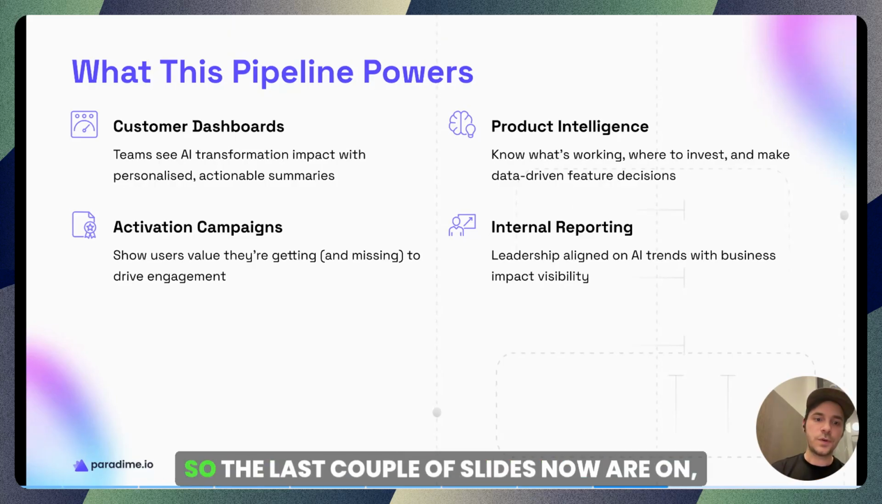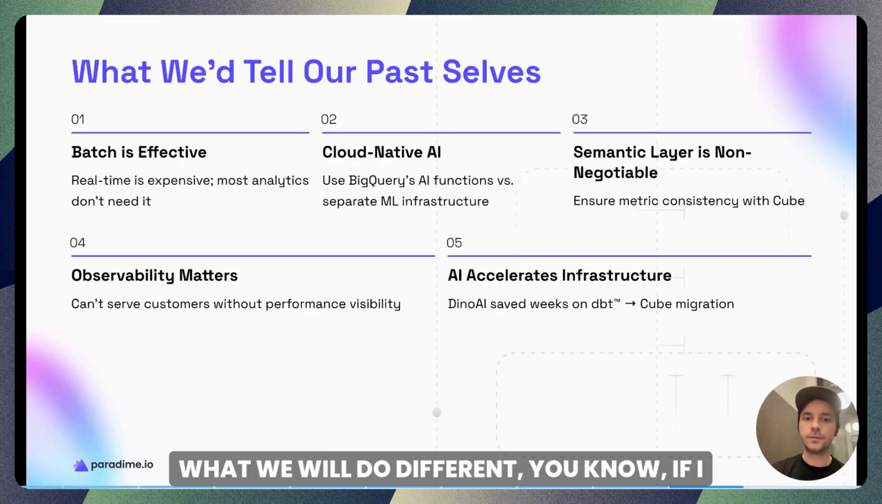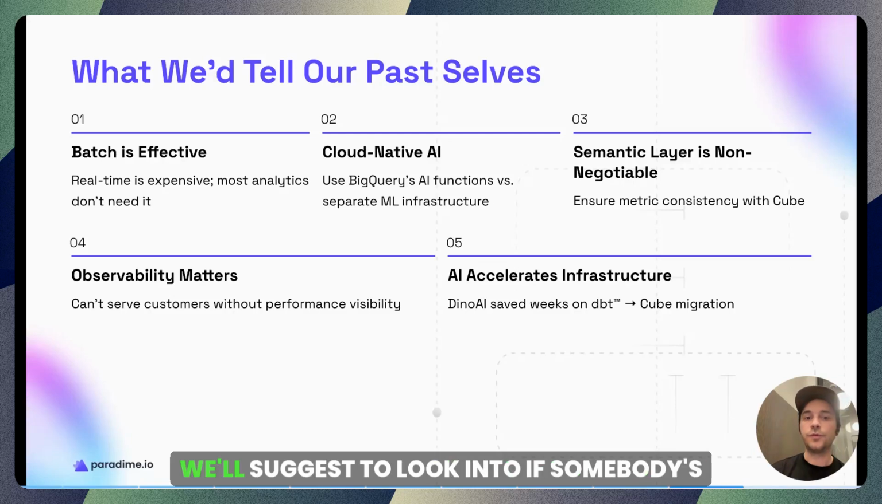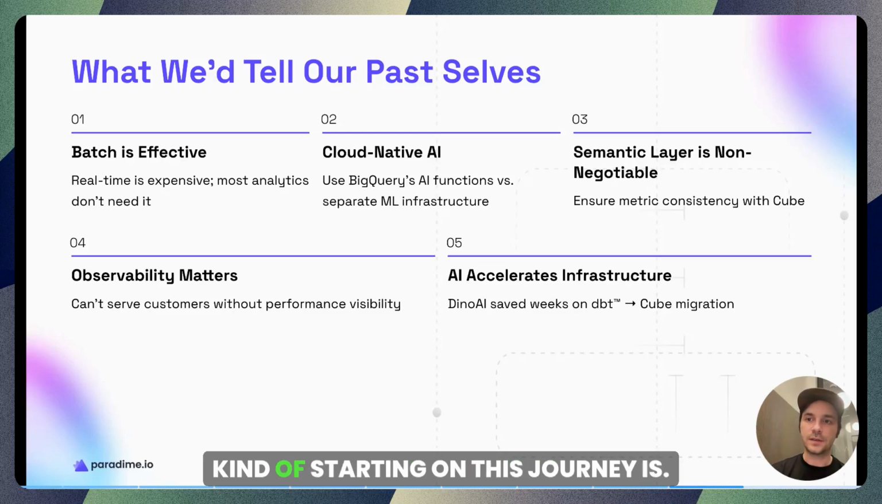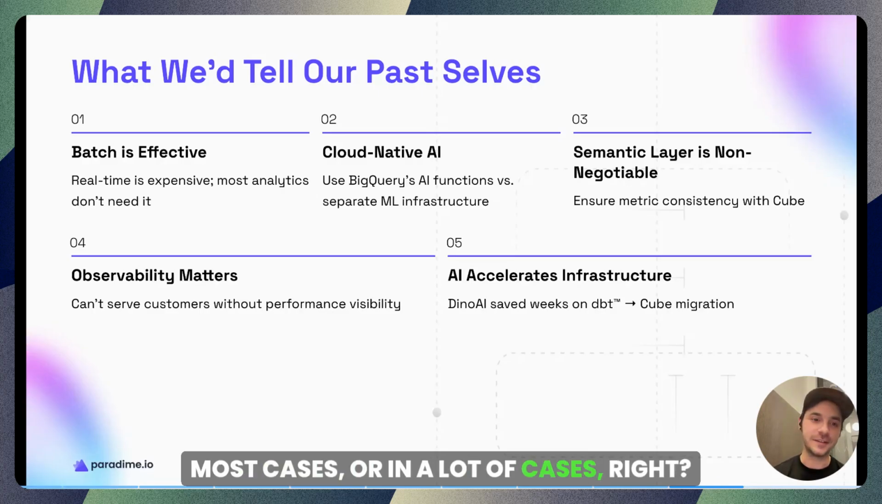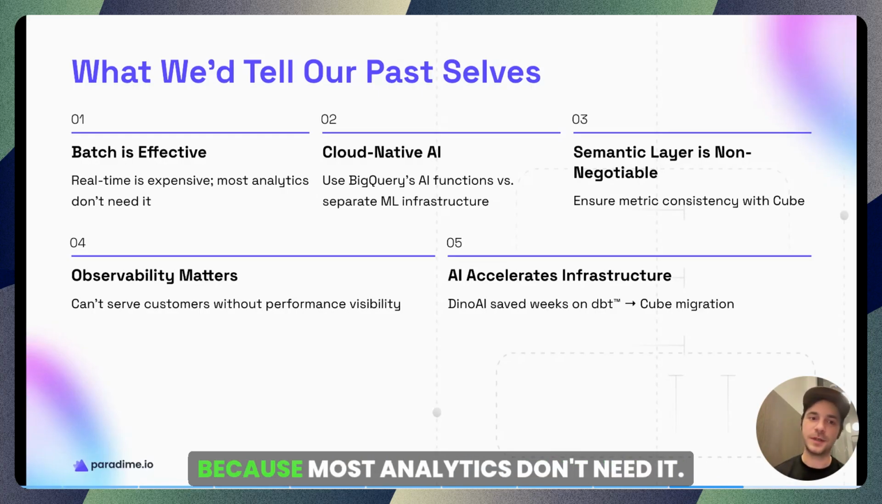So the last couple of slides are on what we would do differently, if I have to reflect on things, or what we'd suggest to look into if somebody is starting on this journey. Having worked there for some time now, I think batch works. The reality is that batch processing works in most cases, or in a lot of cases. So use real time for when it's worth it, because most analytics don't need it.